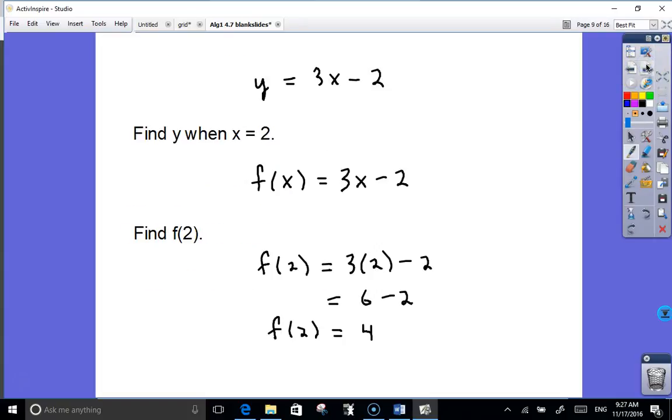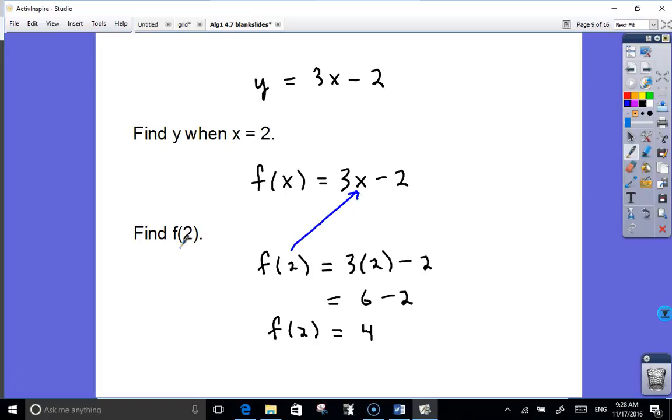So we already did this one. If y equals 3x minus 2, find y when x equals 2. We substituted x equals 2 and solved for y. Using function notation, what you would say is find f of 2. F of 2 means replace whatever number's in the parentheses, put that in the place of x on the right. So it's actually doing the same thing that we did at the top, but with function notation. In fact, you would probably say it like this: evaluate f of 2.